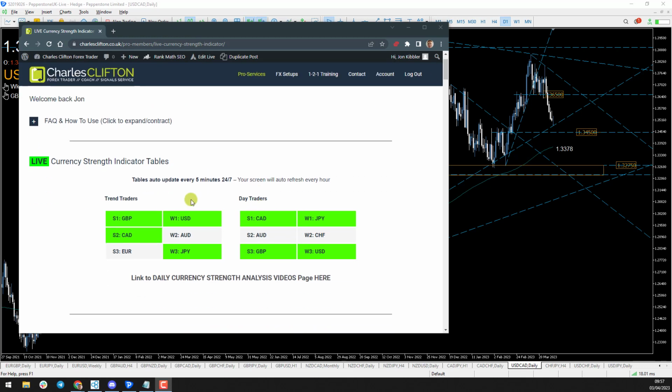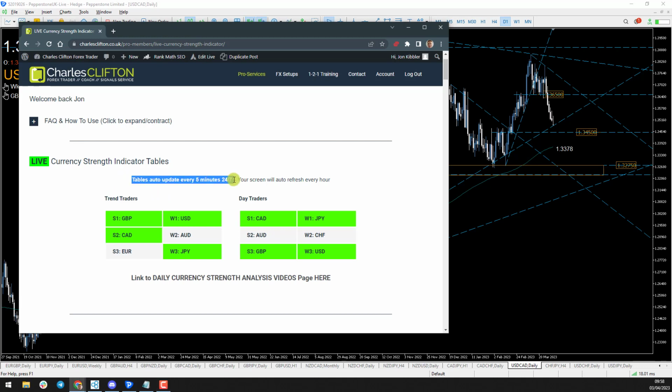Anyway, carrying on, we've got the live currency strength indicator tables here. We've got the trend traders table, we've got the day traders table. These are the same studies but just highlighting different time frames. You can see here some of the currencies are highlighted in green. That's showing a confluence between the time frames, and that's what we're focusing most of our attention on in these videos.